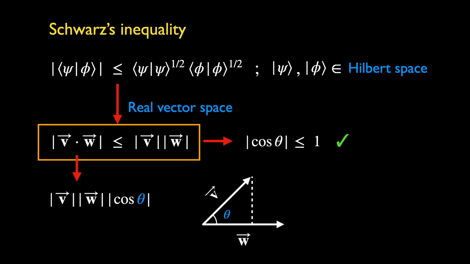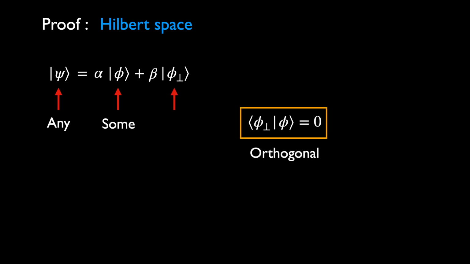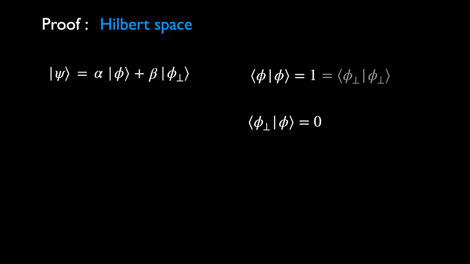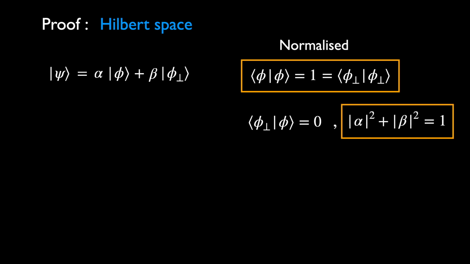With this understanding, we can now consider the general case of complex vectors on a Hilbert space. We begin with the general statement that any vector psi can be expressed as a linear combination of some vector phi and a vector that is orthogonal to phi. It is assumed that phi and phi perpendicular are both normalized, and so is psi, which means the absolute squares of alpha and beta sum to 1.